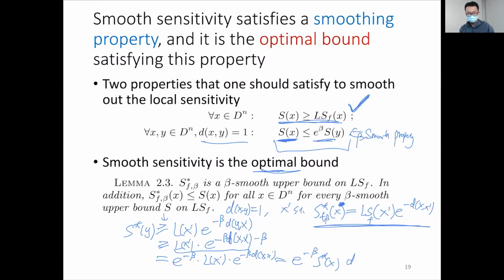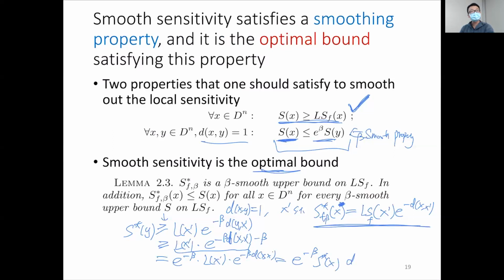All right, let's continue with the lecture. So just now we've shown that the smooth sensitivity satisfies the beta smoothing property, in the sense that I can upper bound my sensitivity with just an e to the power of beta blow up.